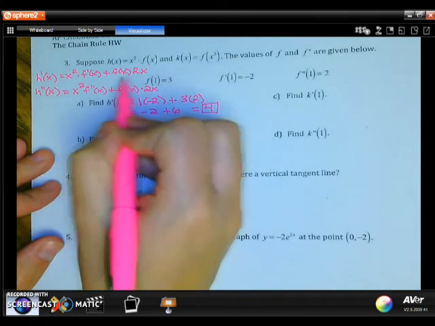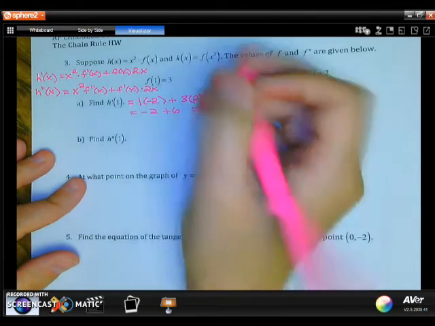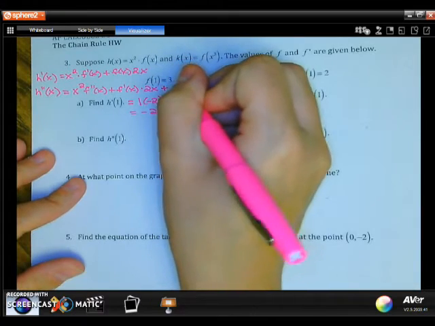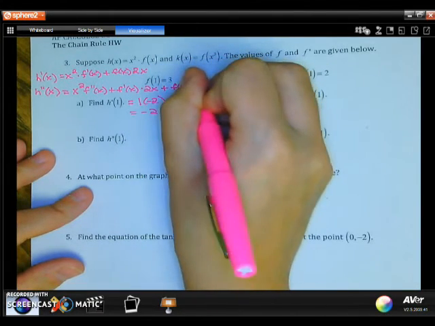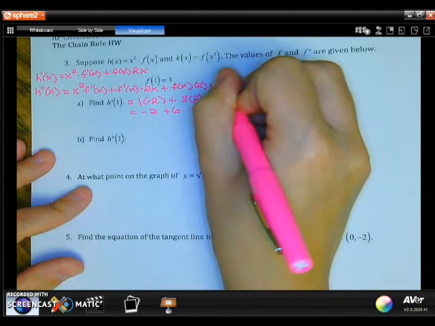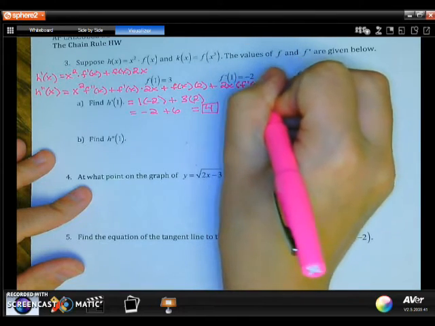Now I need to go ahead and work on this next chunk. So I'm going to have to use product rule there again. So from there we have first times the derivative of the second, which is just 2, plus the second, which is 2x, times the derivative of the first, which is just going to be f prime of x.